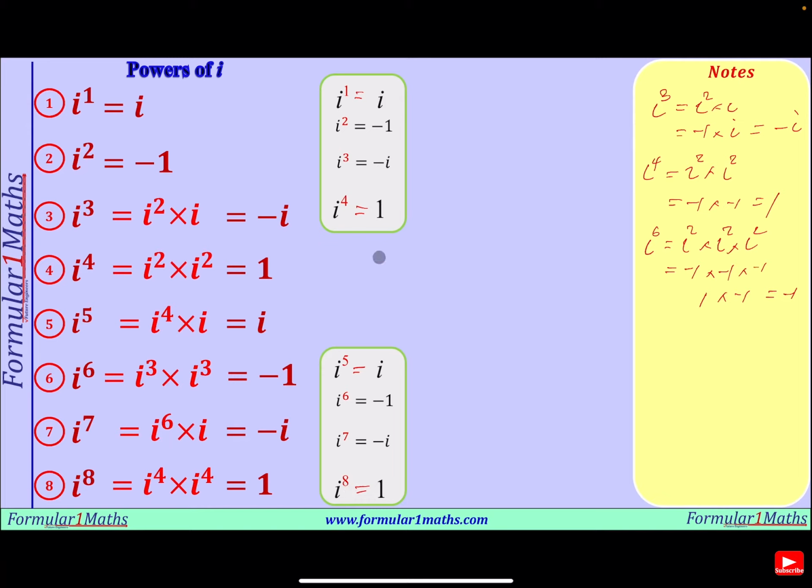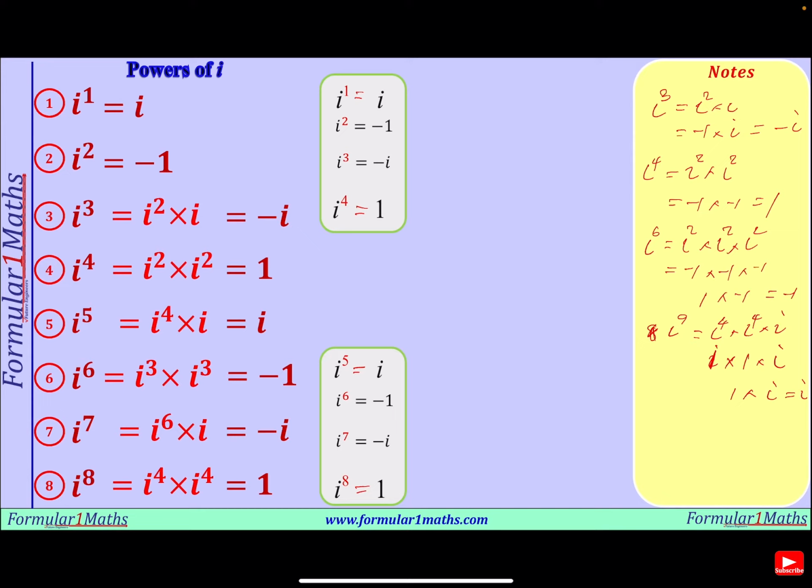So what I'm trying to say is this. If we find i to the power 9, I'm supposed to get i over here. So that would be i to the power 4 times i to the power 4 times i. i to the power 4 is 1, times 1 times i. And that would be 1 times i, which is i. And so the pattern repeats itself.